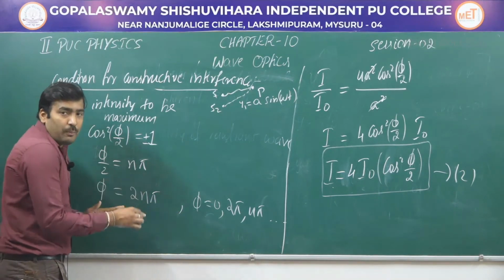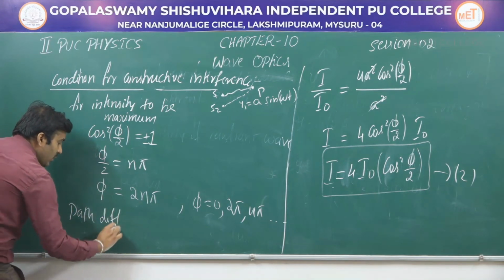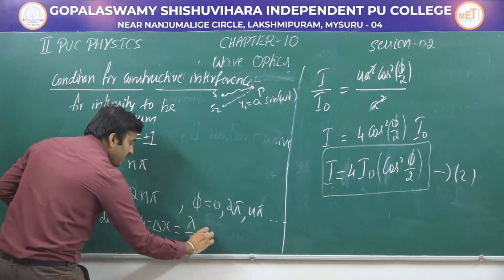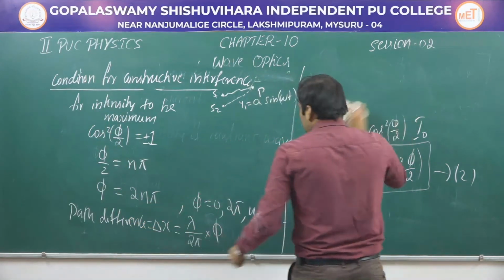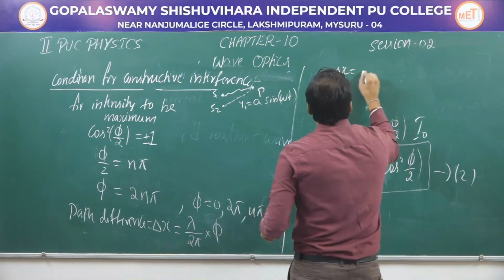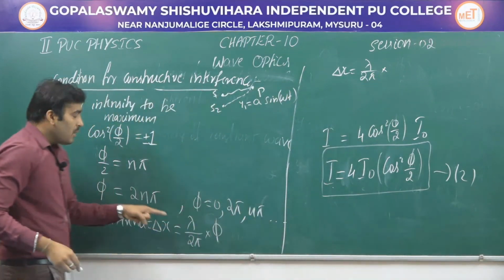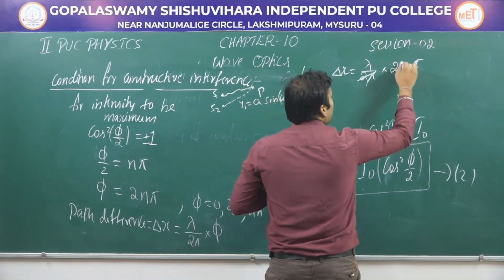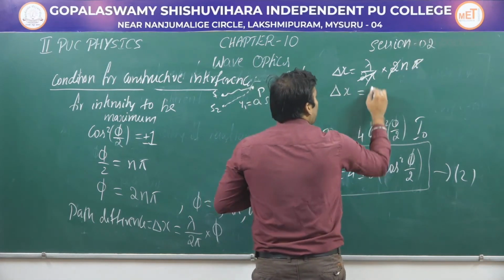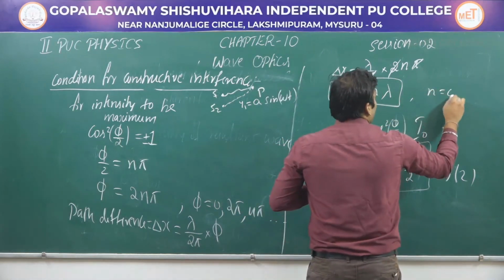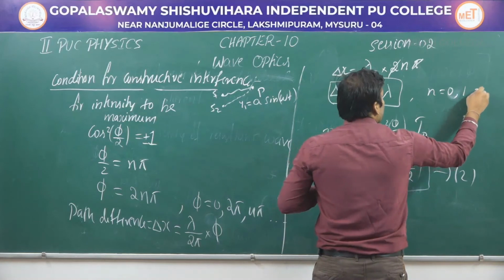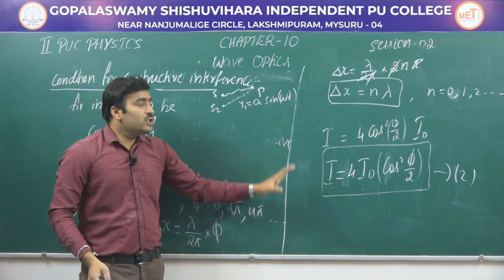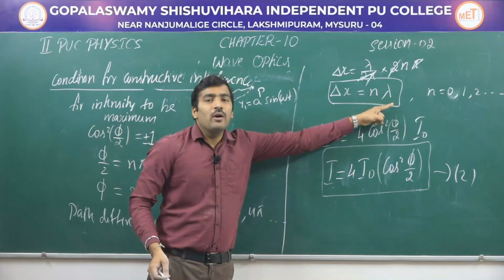Now let us write this in terms of a path difference. How do you write the path difference? Path difference delta x is equal to lambda by 2 pi into phase difference phi. So delta x is equal to lambda by 2 pi into phi. Therefore delta x is equal to lambda by 2 pi into the phase difference, which must be equal to 2n pi. Therefore 2 pi and 2 pi get cancelled. So delta x is equal to n into lambda, where n is equal to 0, 1, 2, 3, etc. So if I want the constructive interference, that is the intensity should be maximum, we need a path difference equal to integral multiples of lambda, the wavelength.